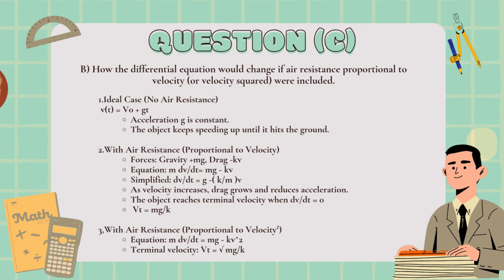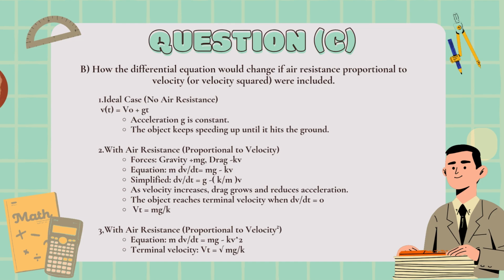In the ideal case, there is no air resistance, so the velocity will increase with time, as the equation will be written: v(t) equals v0 plus gt. The object will keep speeding up until it hits the ground. But in reality, the air resistance will push against the motion.